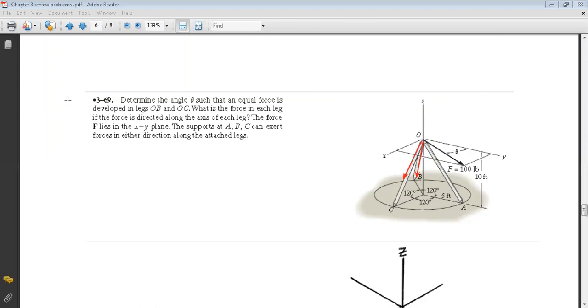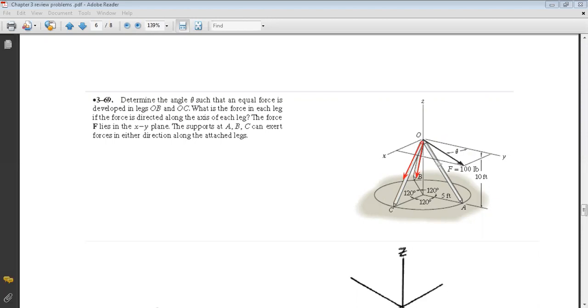Here they said that along the legs I can have any direction. It can be, because the leg is not a cable, it's like a link, it's a rigid link. It can sustain compression, it can sustain tension.